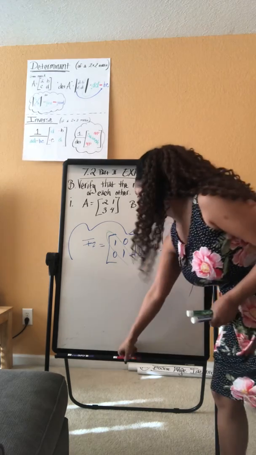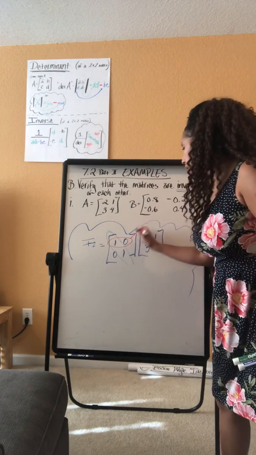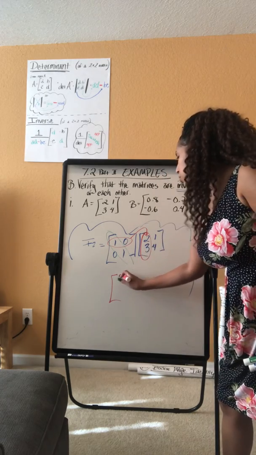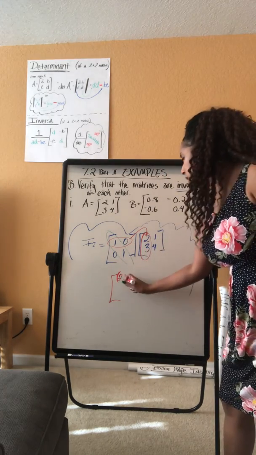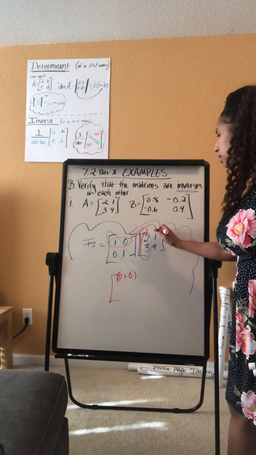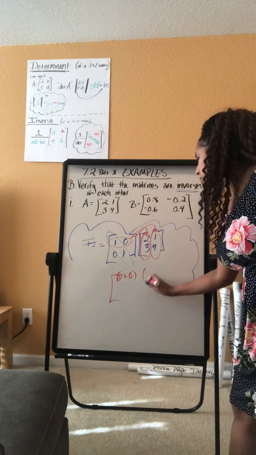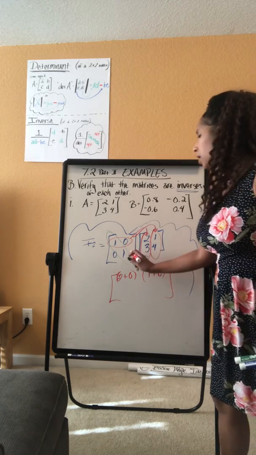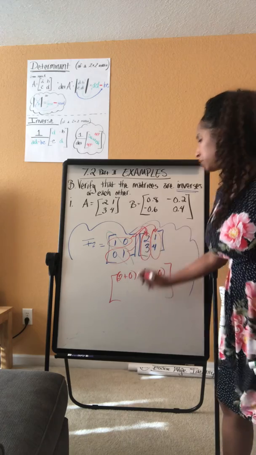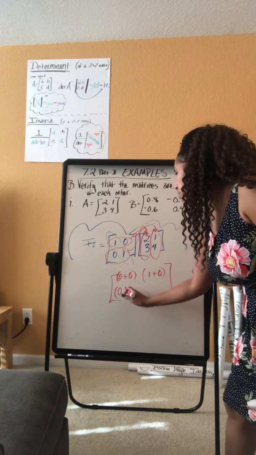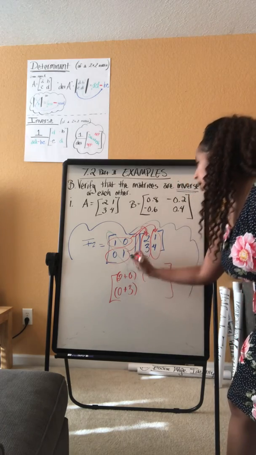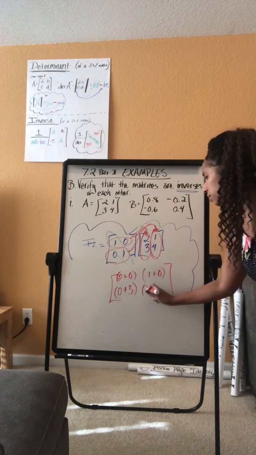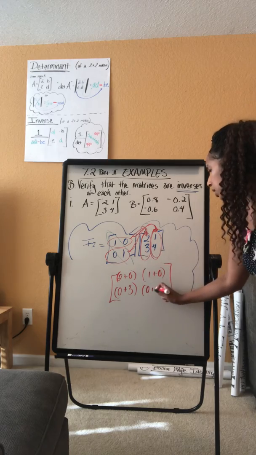So let's see. If I go across and down, 1 times 2 is 2, plus 0 times 3 is 0. Across and down, 1 times 1 is 1, plus 0 times 4 is 0. Okay, across and down, 0 times 2 is 0, plus 1 times 3 is 3. And across and down, 0 times 1 is 0, plus 1 times 4 is 4.